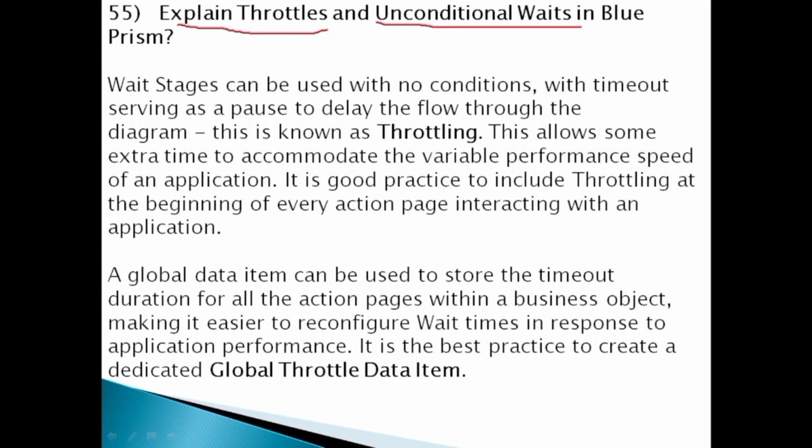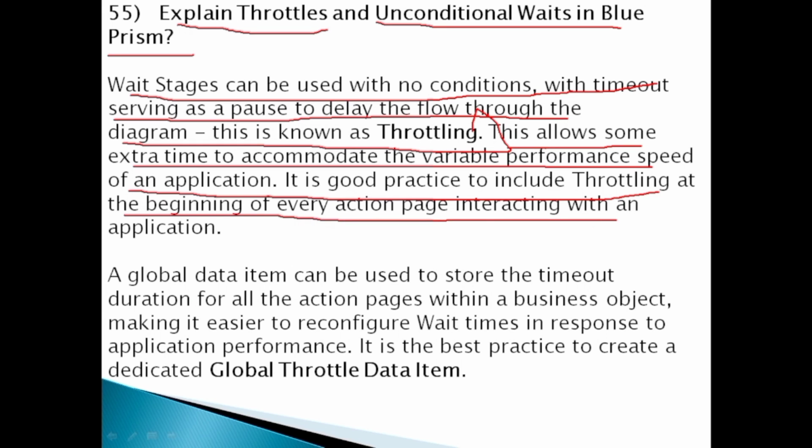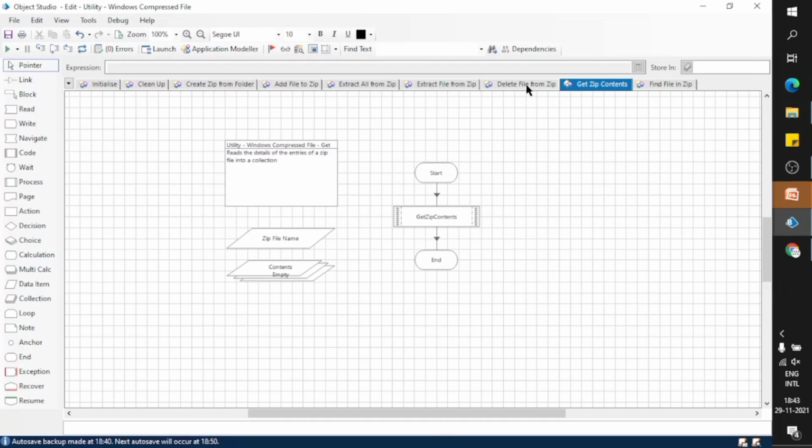Wait stages can be used with no conditions, with timeout serving as a pause to delay the flow through the diagram. This is known as throttling. This allows some extra time to accommodate the variable performance speed of an application. It is good practice to include throttling at the beginning of every object for every action.